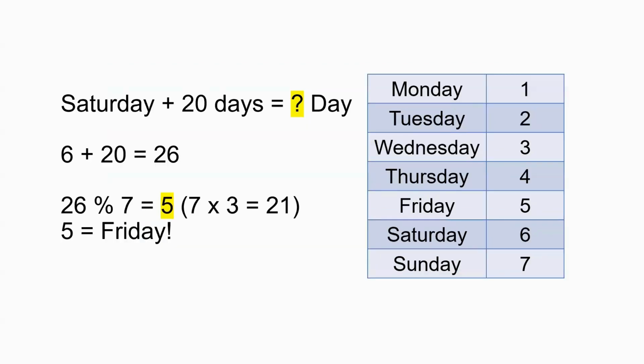Now, let's test on this. For example, if today is Saturday and you are going to meet your friends in 20 days' time, what will be that day? So we can use a formula there. We say Saturday is equal to 6 plus 20, that will be equal to 26. And we use 26 modulus 7, that will be equal to 5, the remainder here. So we know that that day will be Friday.